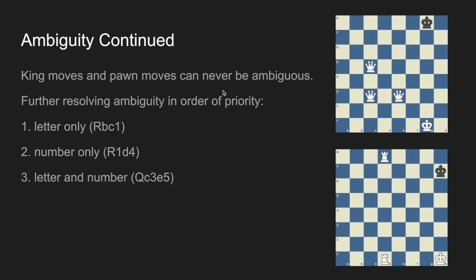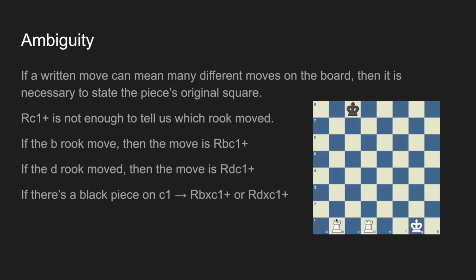And when we are resolving ambiguity, we resolve them in order of priority. We say the letter only of the coordinates of the original square, the number only, or if neither of these are enough, then we say the letter and the number of the coordinates. So in the earlier example, we say the letter only because this rook is on B and this rook is on D, so the letter is able to distinguish which rook it is.